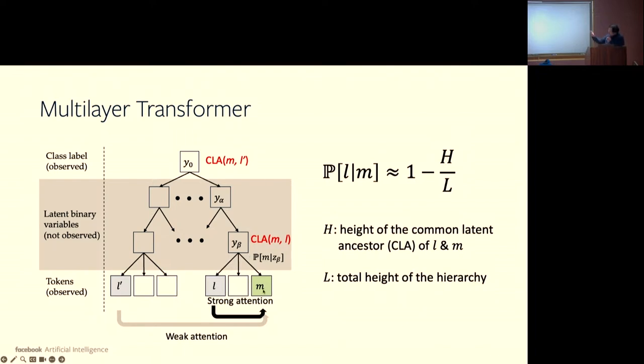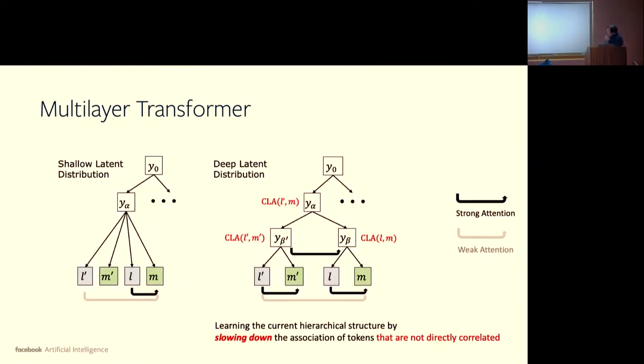If you use the same theorem for L prime and M, they are very far from each other, and the height of their common latent ancestor is almost L, which is the total height of the hierarchy. Then this probability will almost become 0. So first of all, you have this assumption, and these interesting properties for hierarchical generative models. Note that this property has nothing to do with transformers. Then we think about how a transformer should learn it.